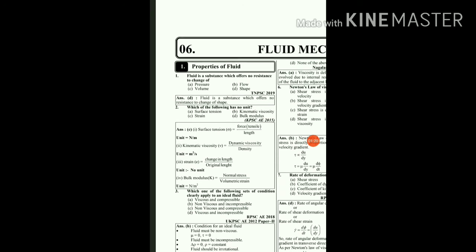Which of the following has no unit? So options are surface tension, whose unit is Newton per meter or joule per meter square also. Then kinematic viscosity, again it has a unit, that is meter square per second. Then strain, it has no unit, so it is a unitless quantity. So option C will be the right answer.